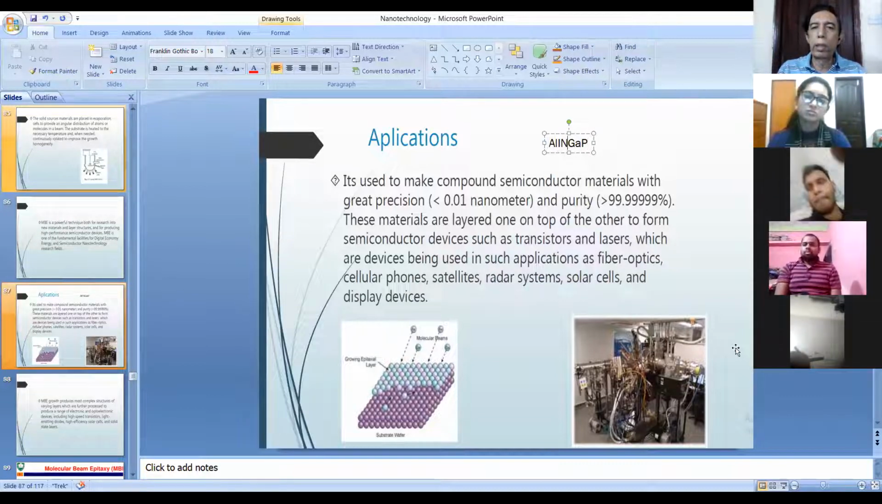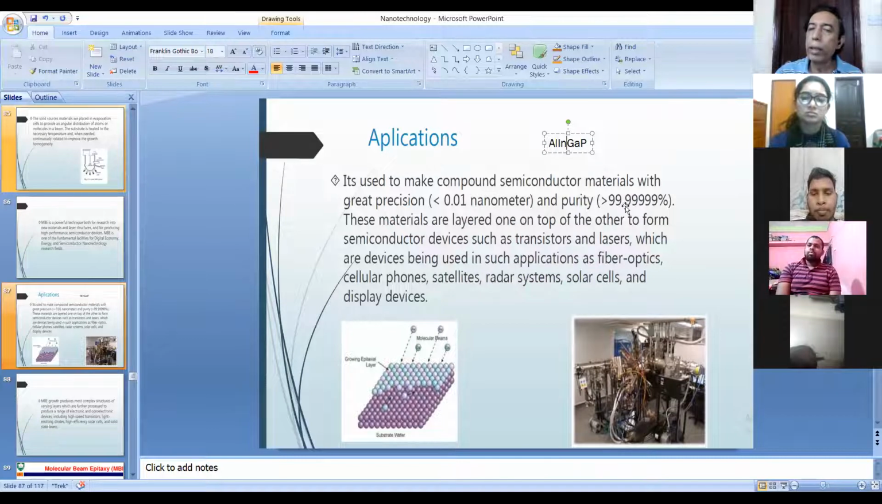There are four types of elements. So you can make one line of aluminum, then one line of indium, one line of gallium, one line of phosphorus. You can make it, and this is the way by how you can make such a complex thin film. And you can make it with extreme purity.